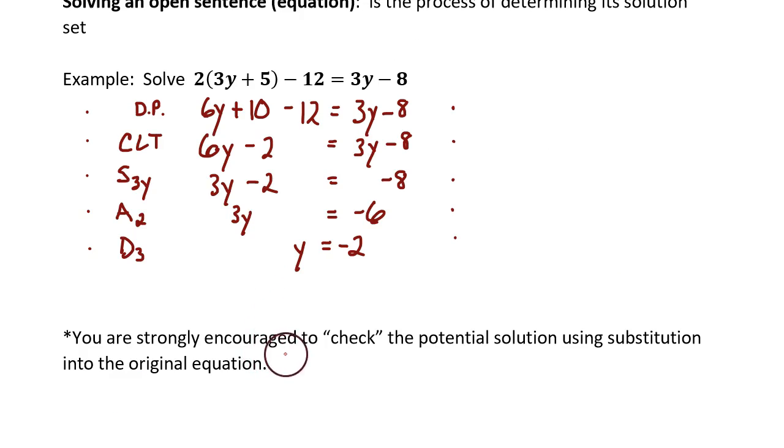You are strongly encouraged to check your potential solution using substitution into the original equation. That wasn't so important in Algebra 1 because the equations were easier and you were less likely to make a mistake in solving them. In Algebra 2, we have more challenging equations, and so it's a good habit to check the answer to every equation you solve. The more times you check an answer, the faster you will get at that process. Go back to the original equation, which was typed, and where the letter y is, substitute the answer we think is correct, negative 2.